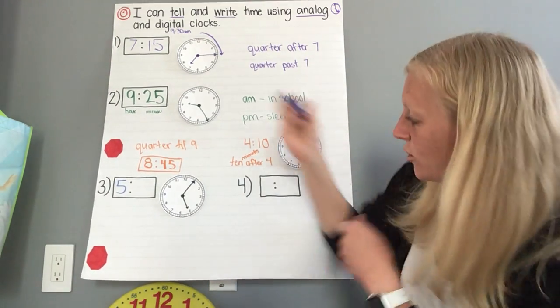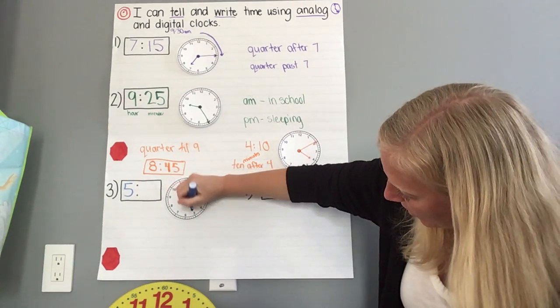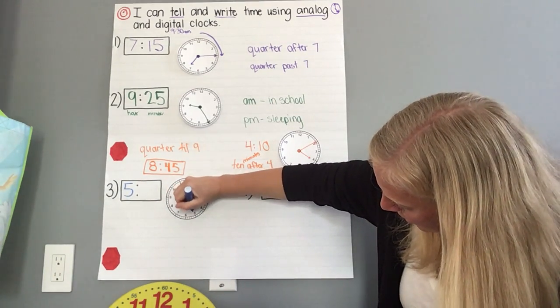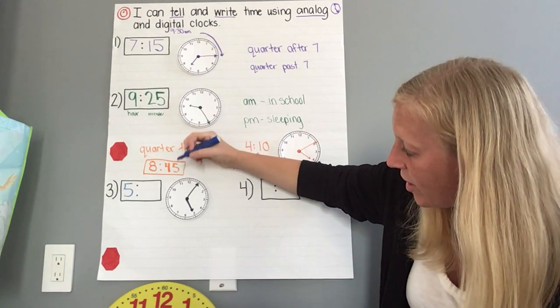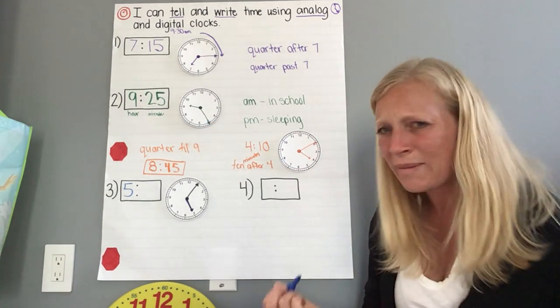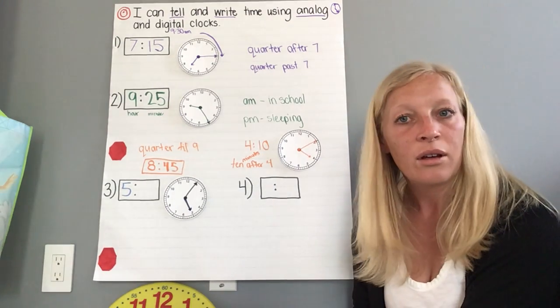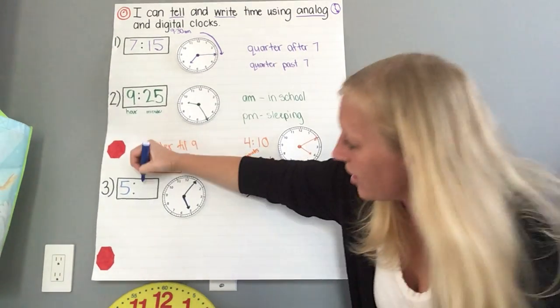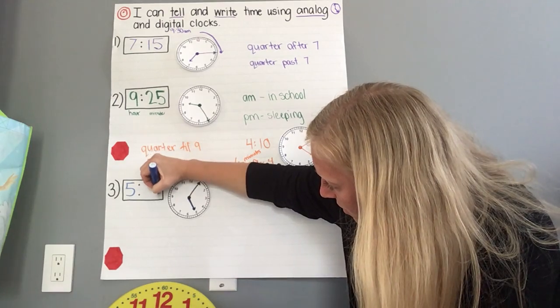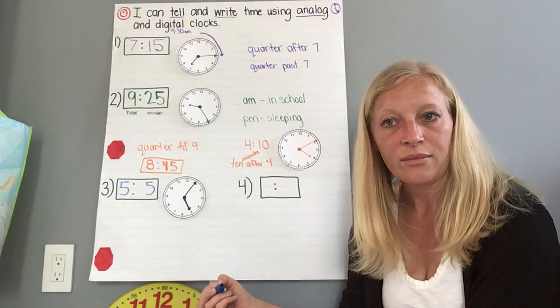There's my hour hand, right? Here's my hour hand. It's pointing, it's past the 5 a little bit. Okay. What's my minute hand? Where's my minute? Okay, so do I write it like this? 5, 5?